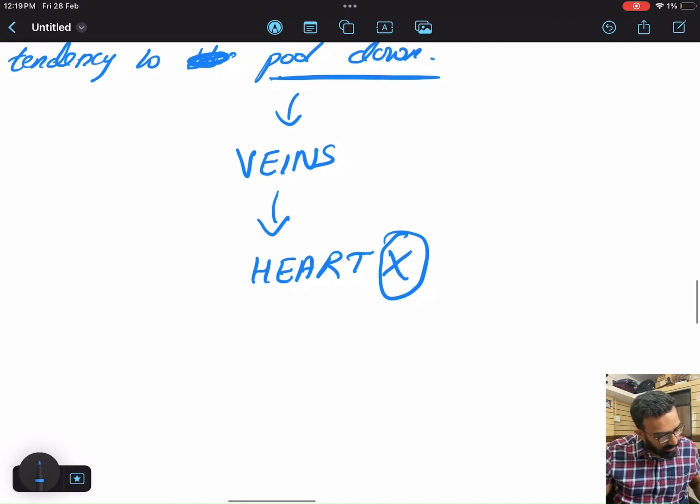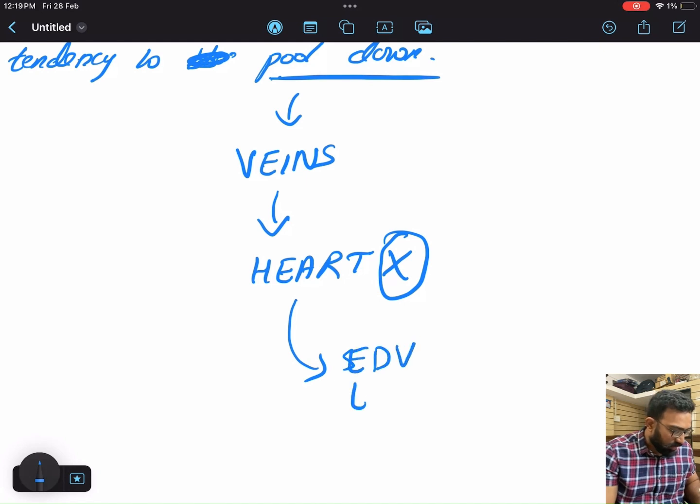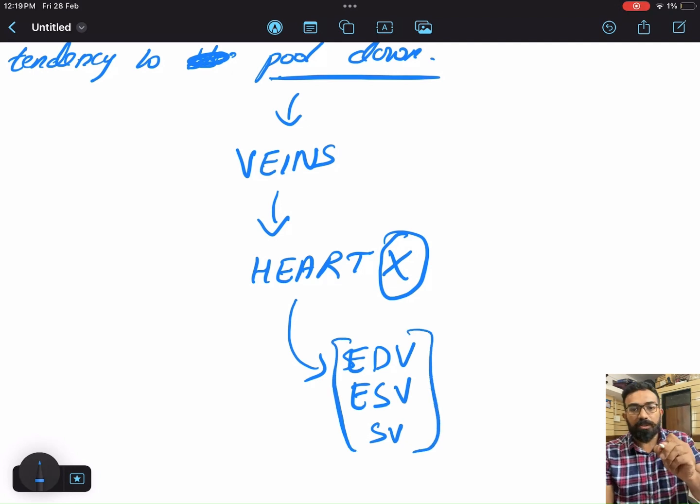So there is less blood returning to the heart. When the person suddenly stands up, there is less blood returning to the heart. With less blood returning to the heart, the end diastolic volume, end systolic volume, stroke volume, all these parameters will go up or will they go down? Yes, they will go down.